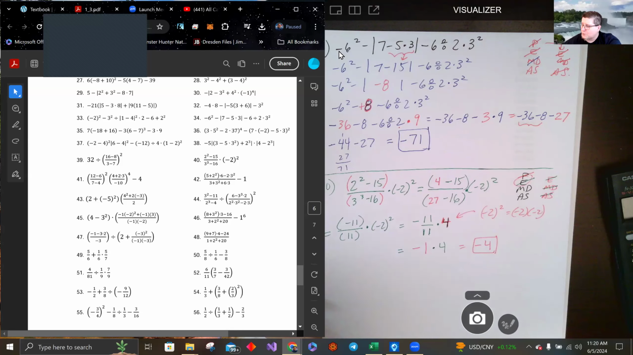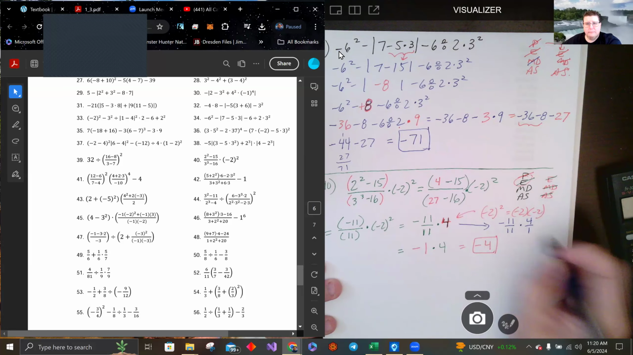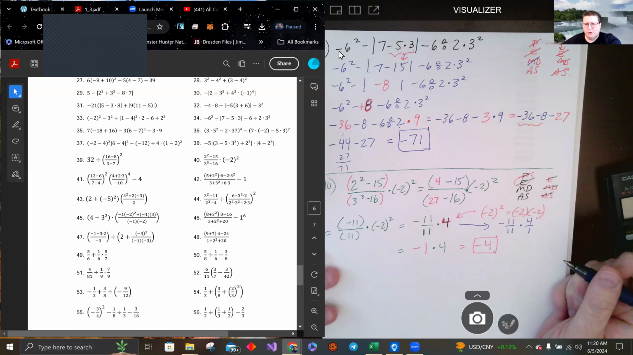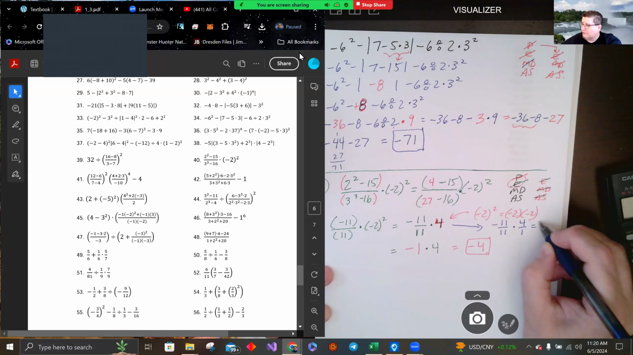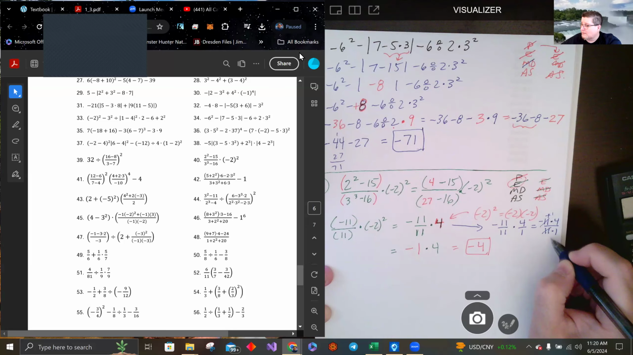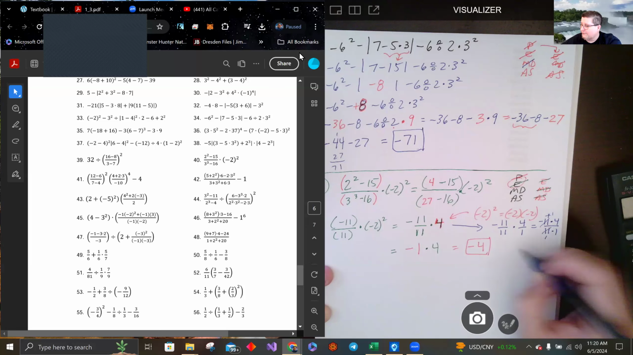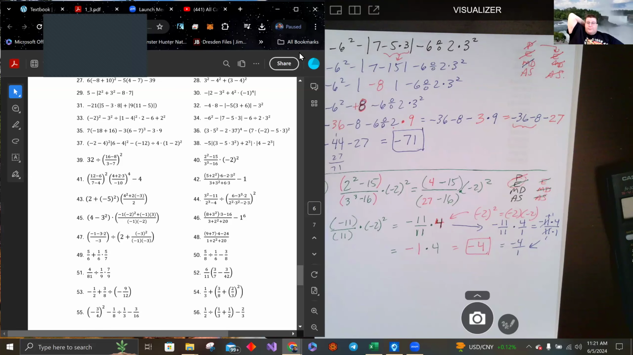Now another way to do this one, I can rewrite that as 4 over 1. Then I could put them all over one fraction, do the canceling thing we talked about, and I still get negative 4 over 1, which is negative 4. So in this case, if you multiply the numerators with fractions, you're doing okay.